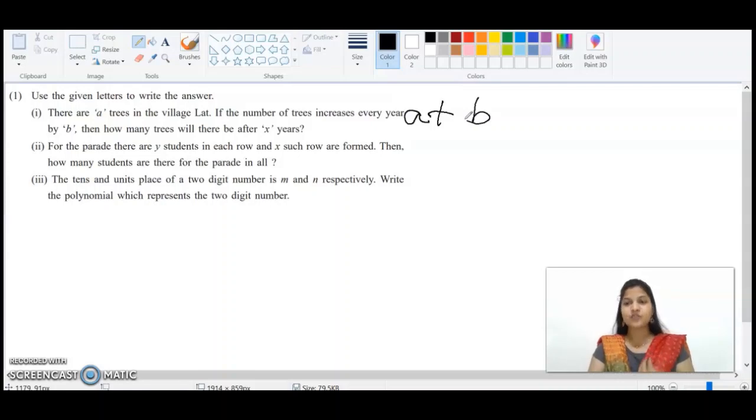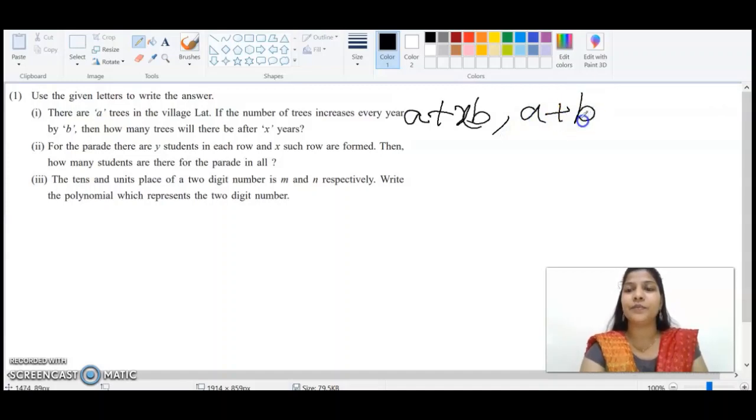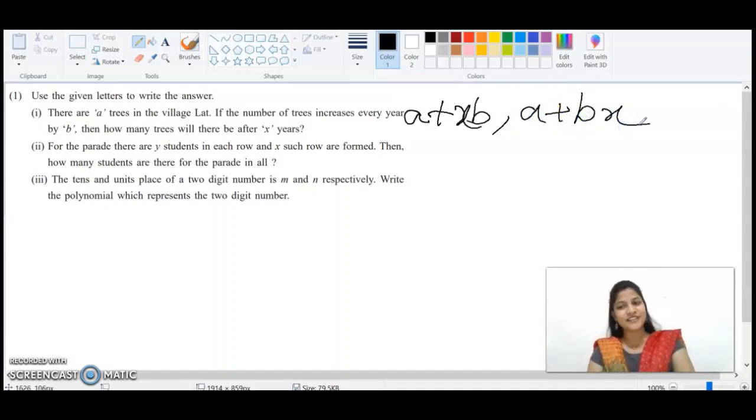After X years, suppose today I have 2 trees with me. Every year it is increasing by 2. So after 1 year I'll have 2 trees, after 2 years I'll have 4, after 3 I'll have 6. So you understand that we are multiplying by the factor 2 every time because each year the increase is 2. Similarly, here we will multiply by X, because they have asked how many trees there will be after X years. You can write it this way or you can also write it as A plus BX. This is a polynomial for the given statement.